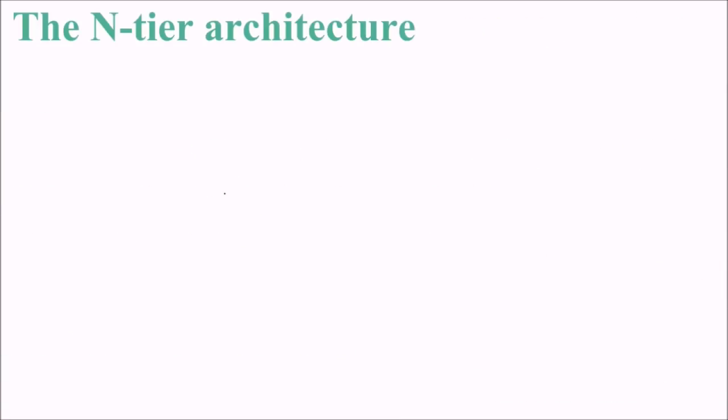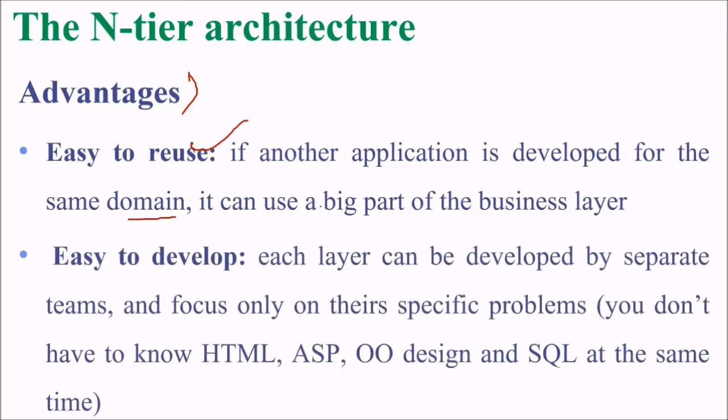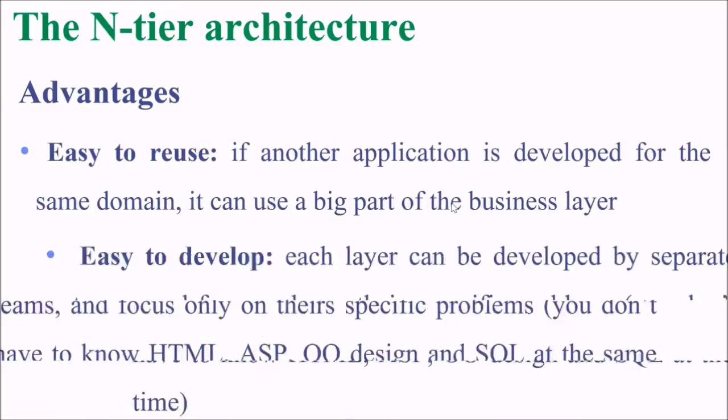In the n-tier architecture, the advantages include ease of reuse also. That is, if another application is developed for the same domain, it can use a big part of the business layer, of course. And development is quite easy. Each layer can be developed by separate teams and focus only on their specific problems. You don't have to know HTML, ASP, object-oriented design, and SQL at the same time. If you are aware of HTML, you can work on one layer. If you are aware of SQL, you can work on another layer.